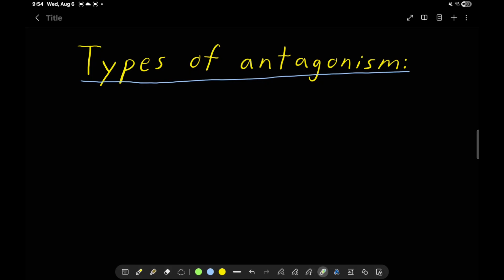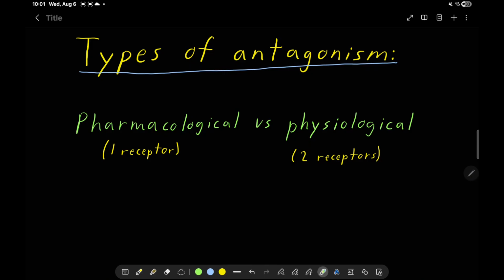So the first way that we're going to differ between types of antagonism is pharmacological versus physiological antagonism. This is definitely the biggest distinction we can make when looking at antagonism. Physiological antagonism involves two separate receptors, while pharmacological antagonism involves just one type of receptor. So two distinct types of receptors, just one receptor type.